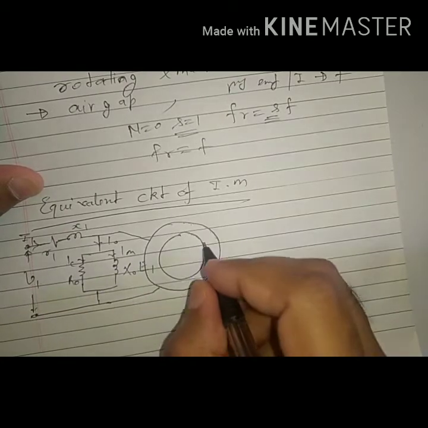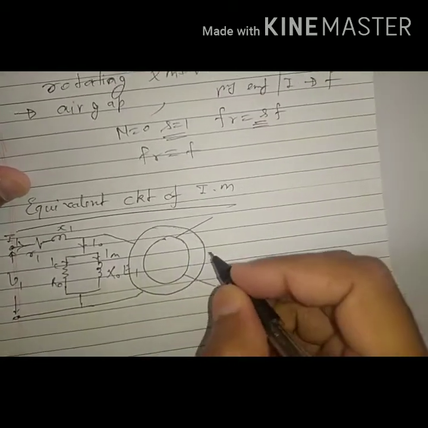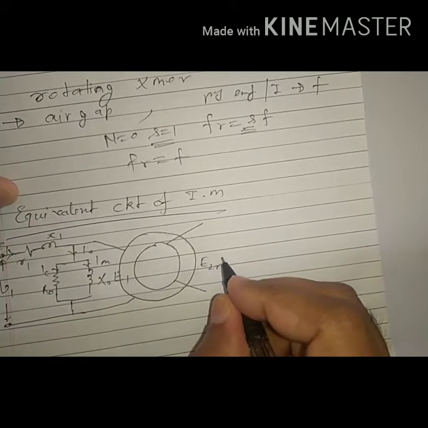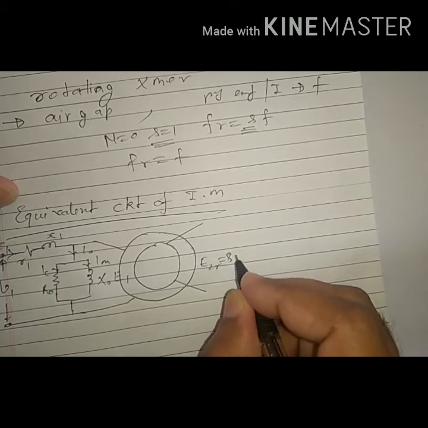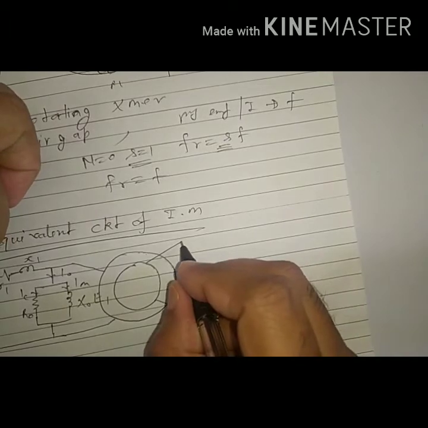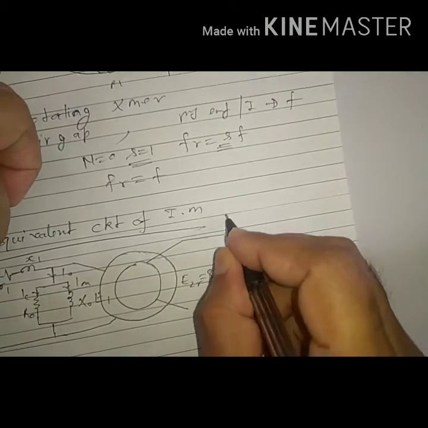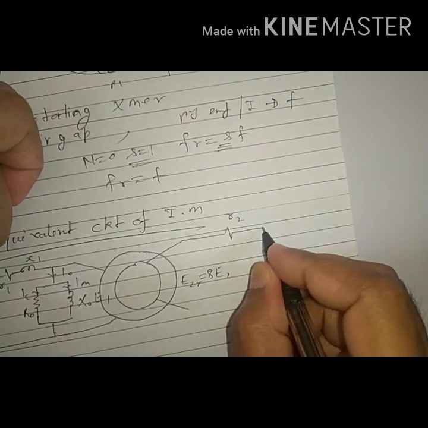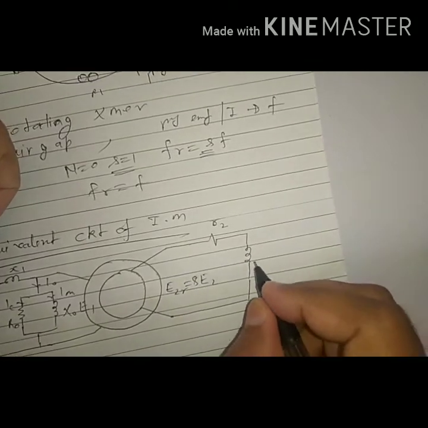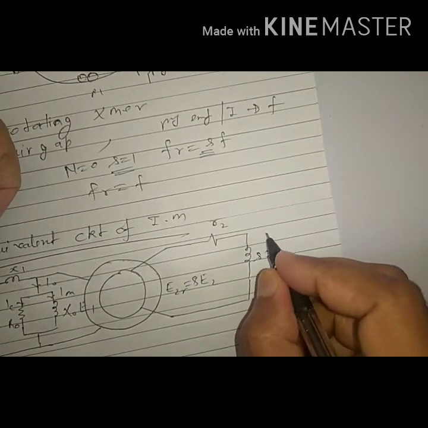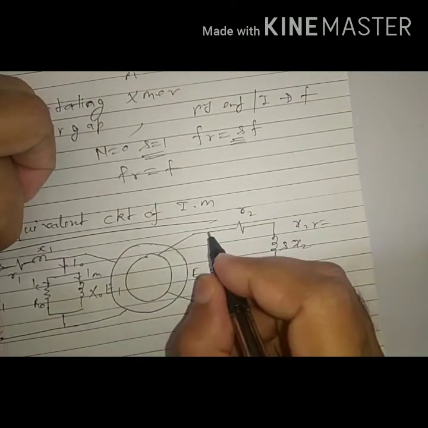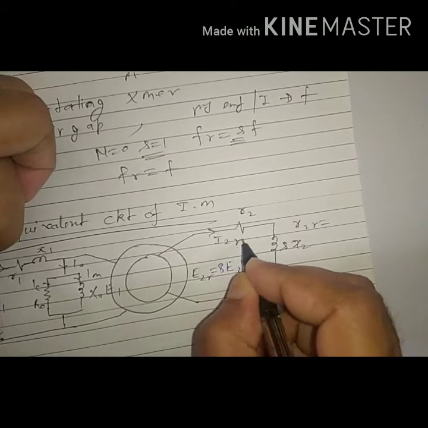Induced EMF here will be E1, and we have the rotor circuit. So here in the rotor we have resistance, EMF which is SE2. In running condition we know how rotor parameters are affected by slip. Then we will have rotor resistance R2 and rotor leakage reactance SX2, that is X2R. Here the current will be I2R.